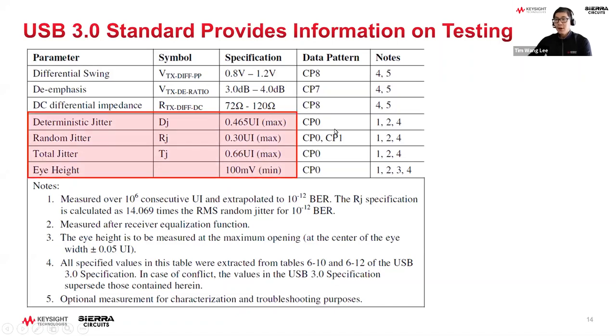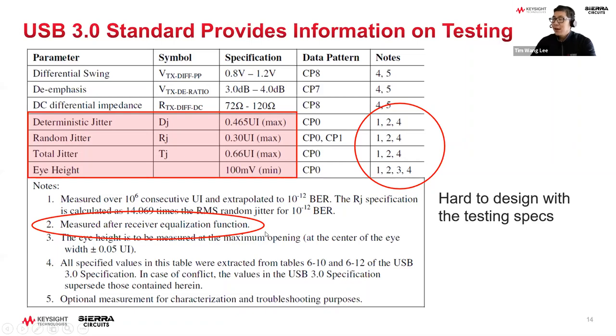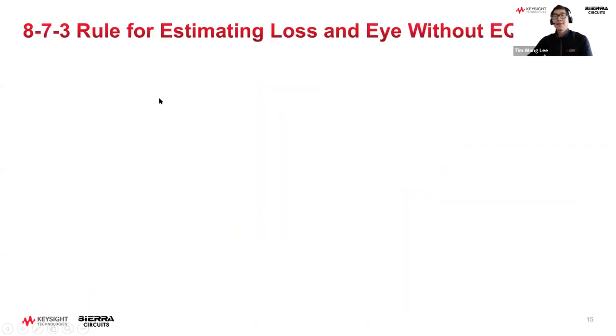If you look over here, there are all these specs on deterministic jitter, eye height, and total jitter. All these notes say it is measured after the receiver equalization function. It is hard to design with all these testing specs because they are designed to test. These specs are not helping you to design. So that's why we have the A73 rule.